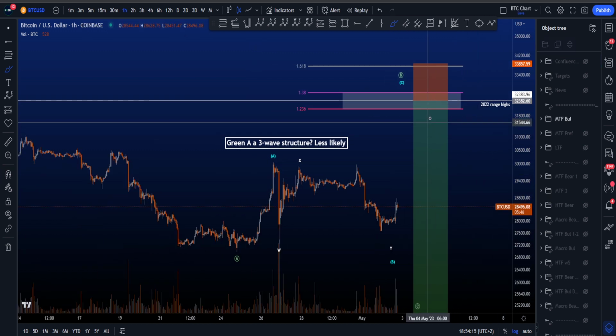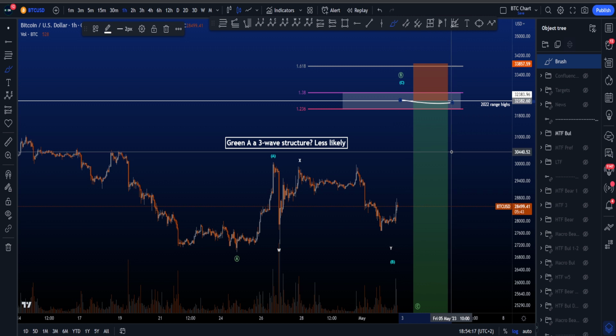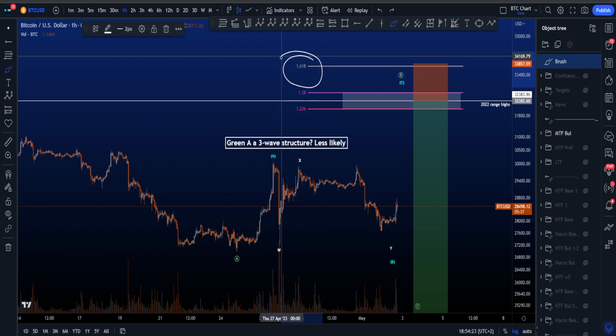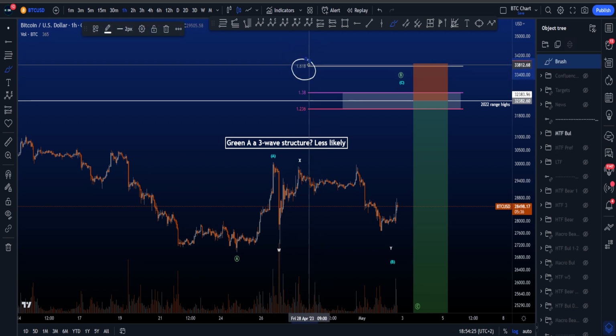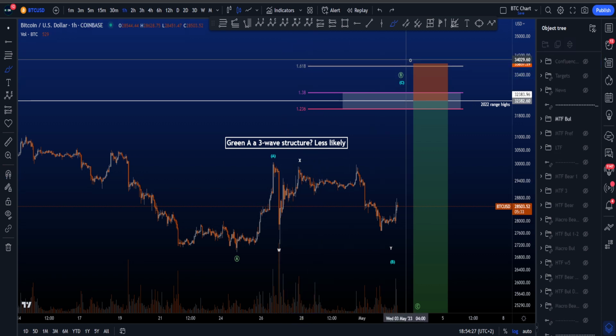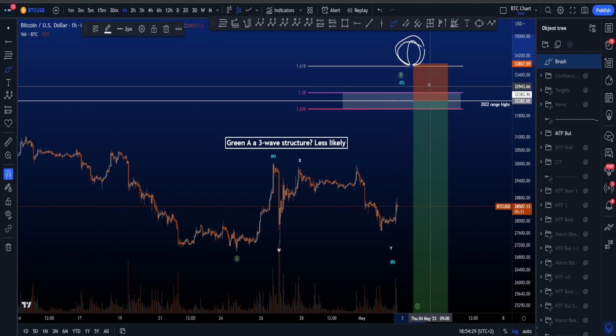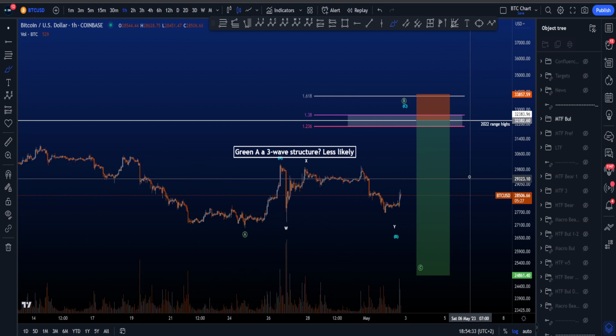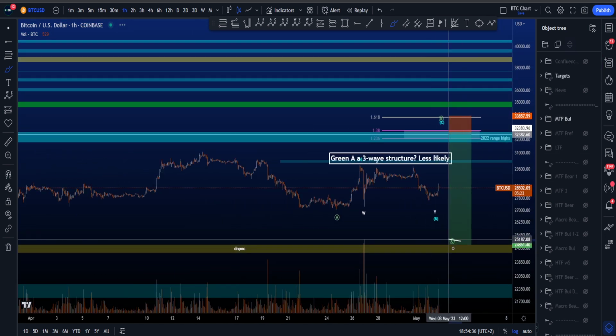So the potential trading setup here is to enter at these 2022 range highs, as that is the main area of additional confluence. Stop loss somewhere above the 1.618, as this is a very rare target for an expanding flat wave B, so the stop loss should be safely above. Then eventually looking for a wave C to the downside, an impulsive structure, where again my yellow target box is very interesting.